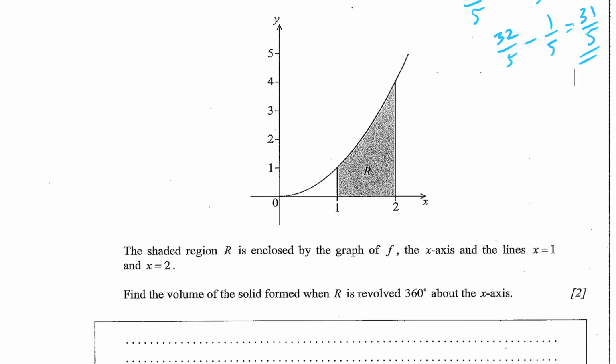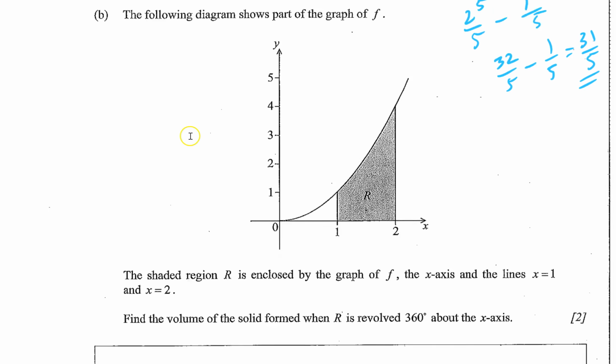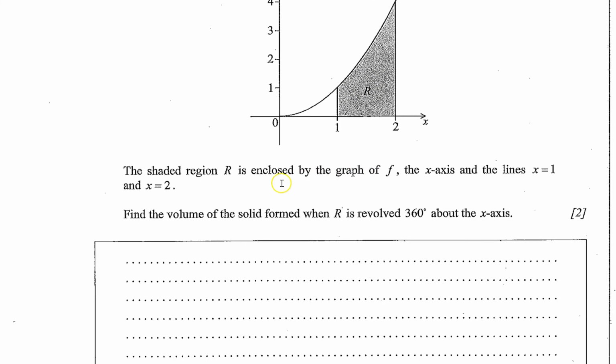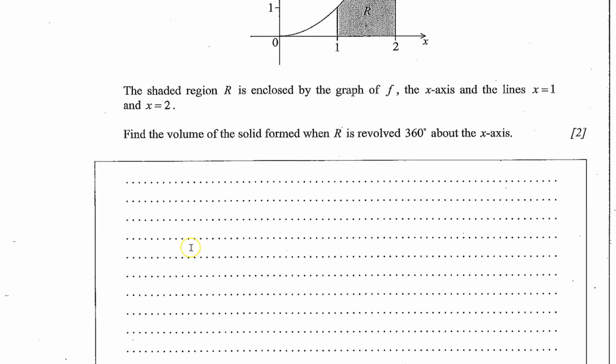Now for B, the following diagram shows part of the graph of f. So here's the graph of f. The shaded region R is enclosed by the graph of f, and the x-axis on lines 1 and 2. Find the volume of the solid formed by revolving around 360 degrees.